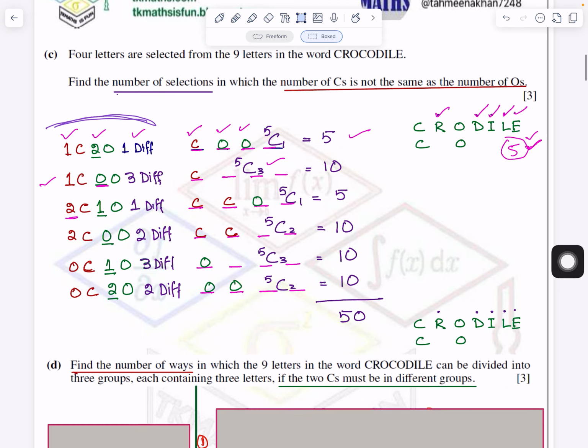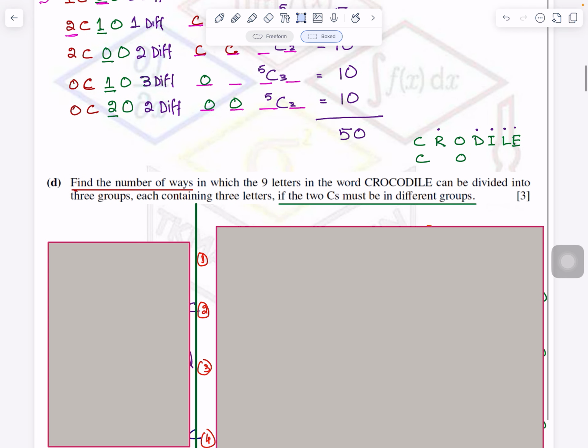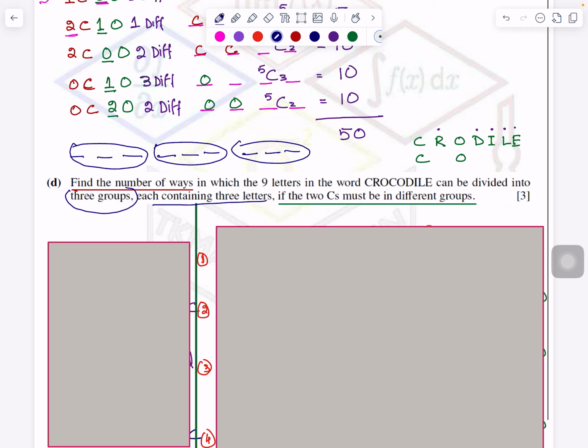Okay, now let's see part D. Find the number of ways in which the 9 letters in the word crocodile can be divided into 3 groups. Now, what do you mean by 3 groups? 3 groups mean here, for example, 1, 2, 3, one group, 1, 2, 3, another group, 1, 2, 3, another group. This is the meaning that you are dividing them into 3 groups, each containing 3 letters. So this is my group number 1, group number 2, group number 3.